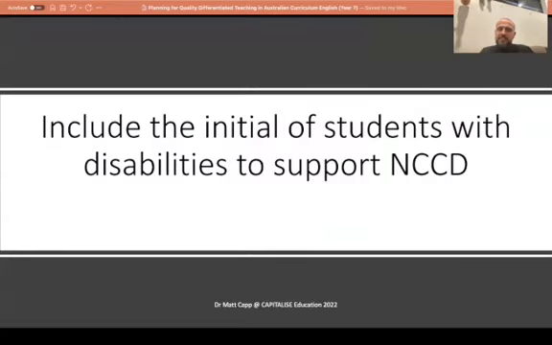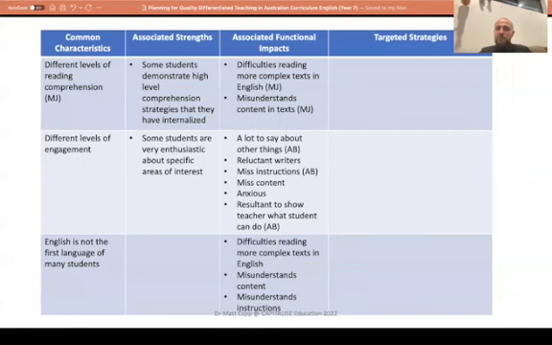In relation to the Nationally Consistent Collection of Data for students with disability, which is a funding model for schools, we can use this process to identify students' functional impacts at that quality differentiated teaching practice level. We do this by identifying the functional impacts that relate to students with disability, and we can just put their initials to show that we're mapping out their functional impacts. I always use initials because if you write the full name of a student and it gets left on a teacher's desk or something, you've got a breach of confidentiality. So I always use their initials.